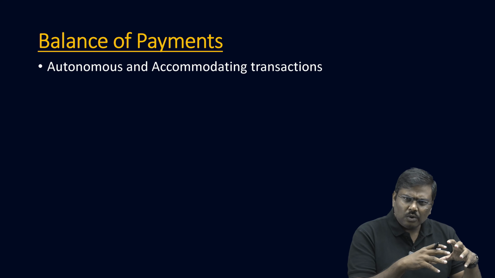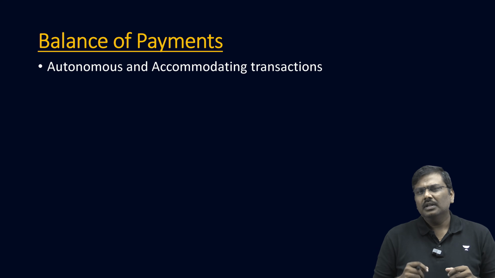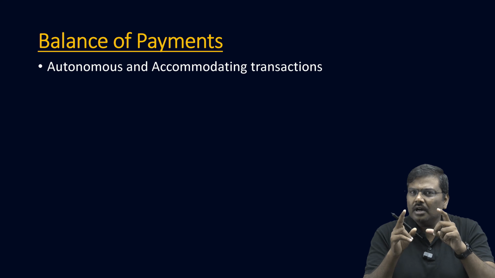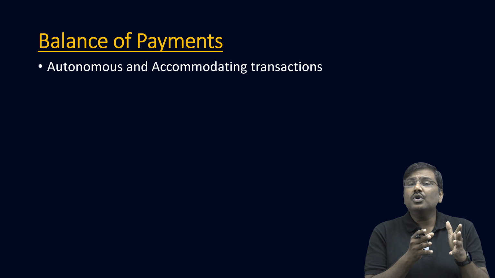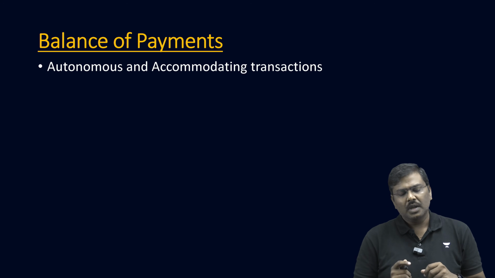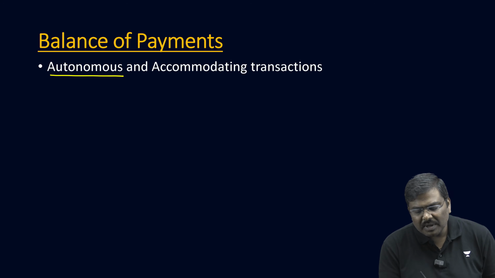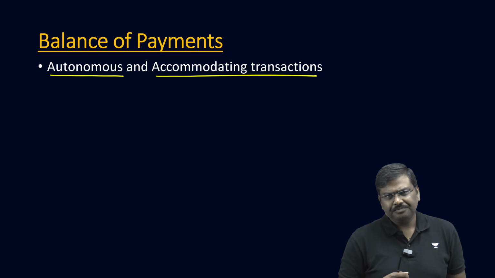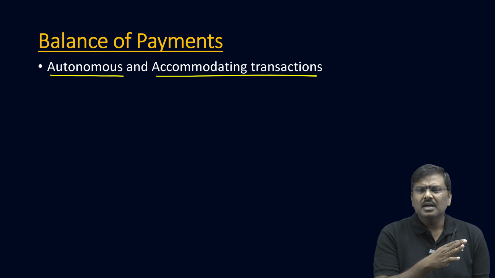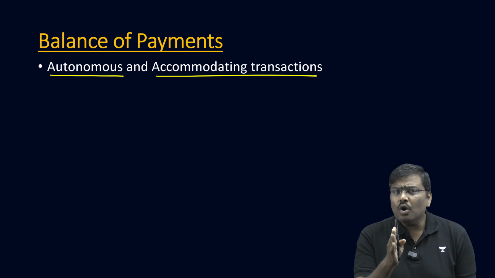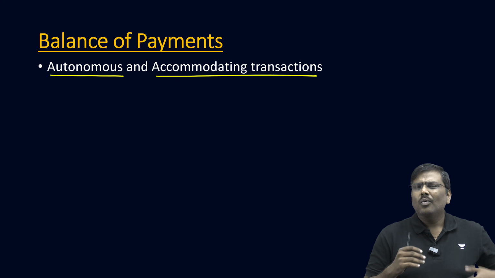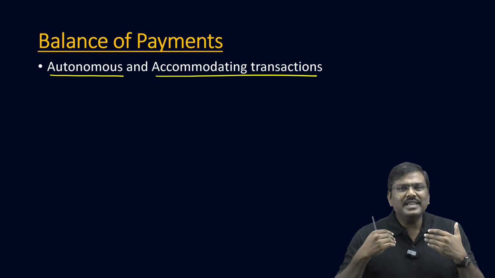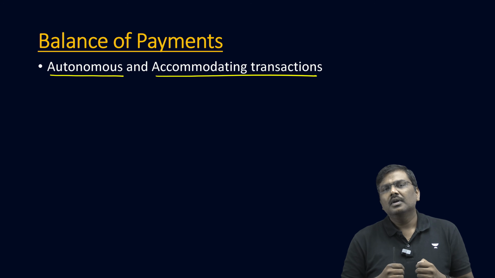Now, having looked at all of these concepts, there is one more set of transactions, or let's say one more set of terminology, that is associated with the balance of payment. One is called autonomous and the second one is called accommodating transaction. What is the basic idea? What is an autonomous transaction? What is an accommodating transaction?